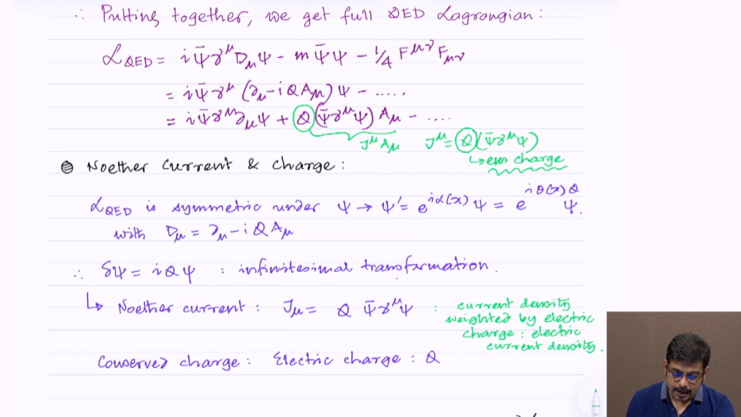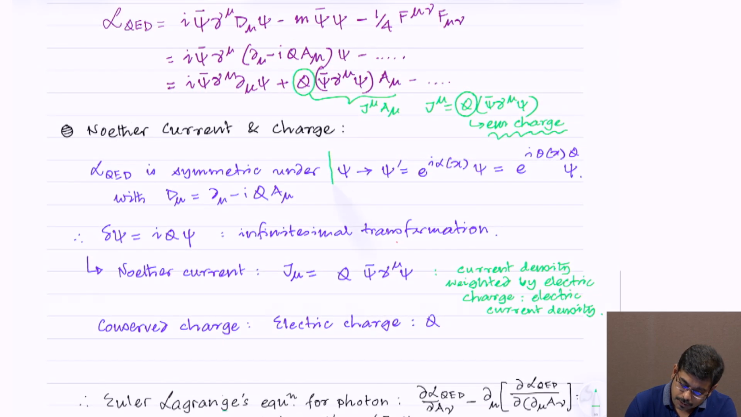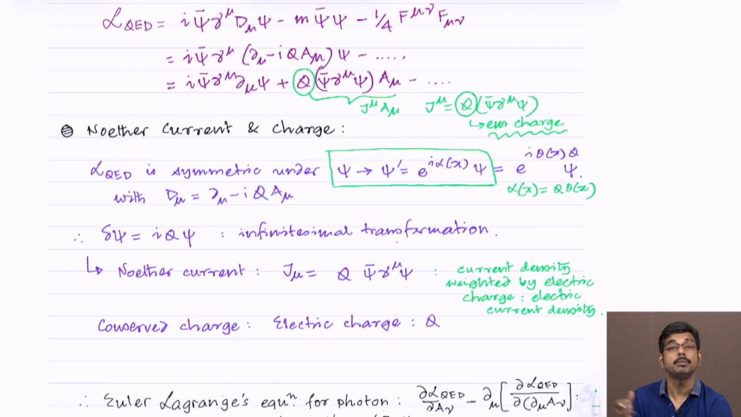Because we are saying that this QED Lagrangian is essentially symmetric under the transformation psi going to psi prime, which is e to the power i alpha x psi. You can rewrite this alpha x parameter explicitly in terms of the charge q times some theta x, and the whole story remains the same, but I have explicitly introduced this q charge. What we have done is replace the partial derivative with the covariant derivative, with this q coupling with the photon or the gauge field correspondingly.